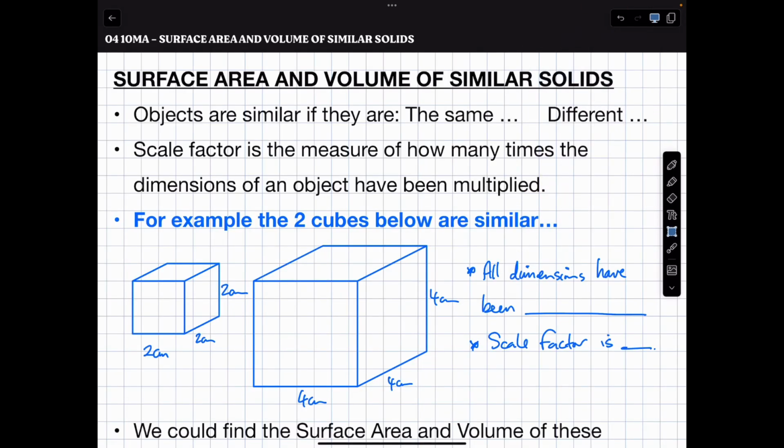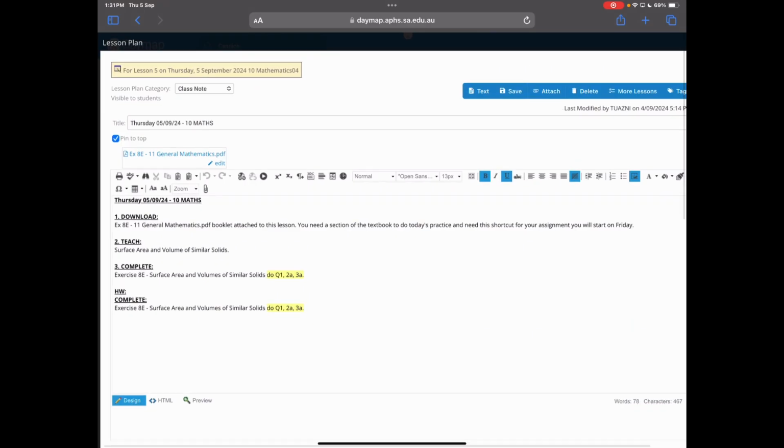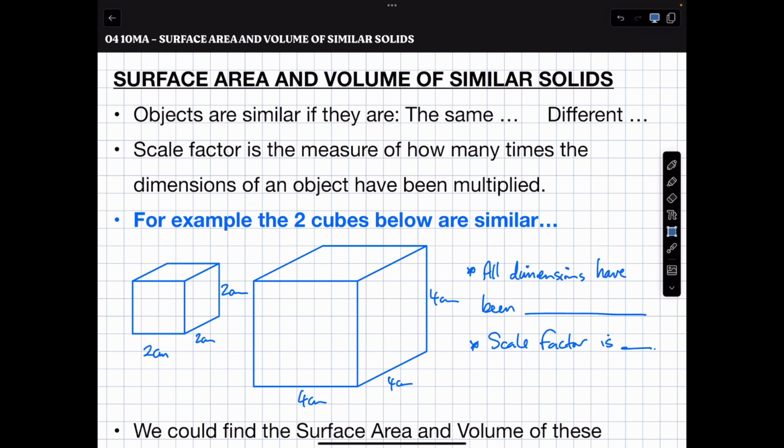Right, today you need to have your device out because you need to download one small section of the Year 11 General Maths textbook. You're probably going to whinge at me straight away and ask why we are doing some Year 11 General Maths. It's because it gives you a shortcut for the assignment that you're starting tomorrow.